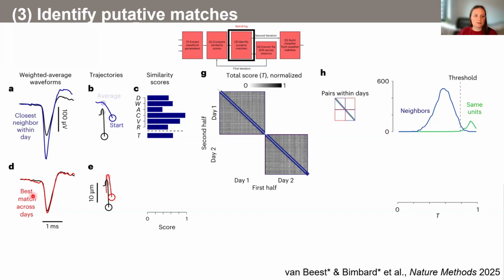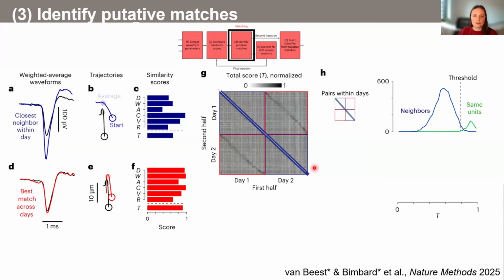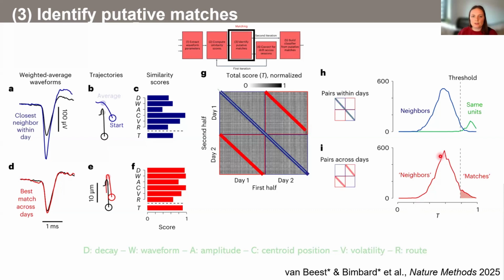If we now look at the best match across days, we can see that there's a waveform that is actually very similar both in temporal and spatial domain. And indeed, all the extracted parameters are relatively high, leading to a higher total score. And indeed, if we look across the 2 days, we see a second diagonal. This is sorted based on depth, which indicates that there are pairs of neurons across the 2 days with very high total scores. So now we can plot this full distribution again, and we can apply the same threshold to this distribution and label these ones that pass this threshold as putative matches.